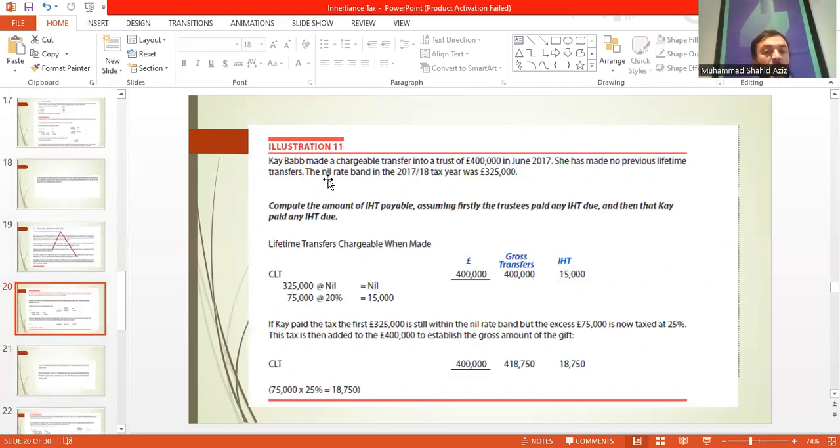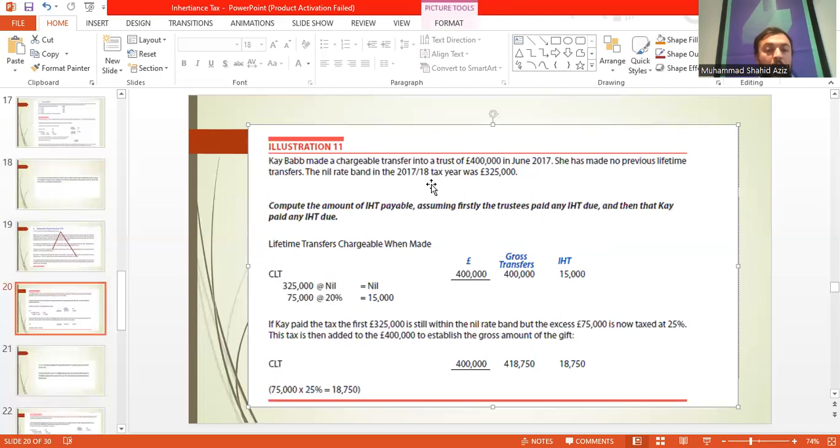Bob made a chargeable transfer into a trust. The amount transferred to the trust is 400,000 pounds in June 2017. He has made no previous lifetime transfer. The nil rate band in 2017-18 was 325,000. So on the chargeable lifetime transfer, the first 325,000 is nil, the remaining 75,000 is at 20%. So remember, for a lifetime transfer chargeable to a trust, we don't charge tax at 40%, it is a 20% tax, so 15,000 pounds.